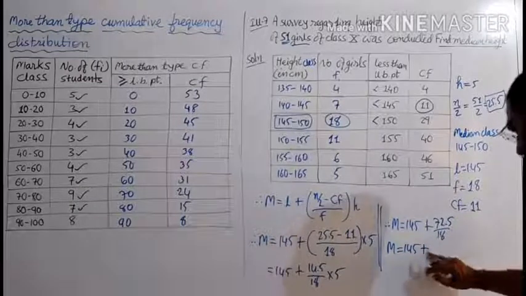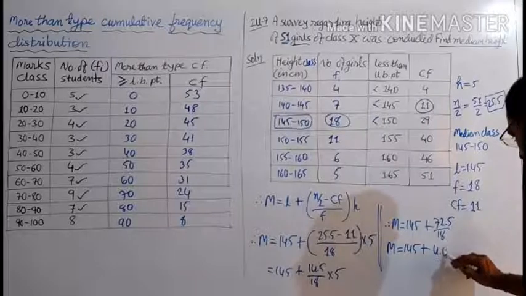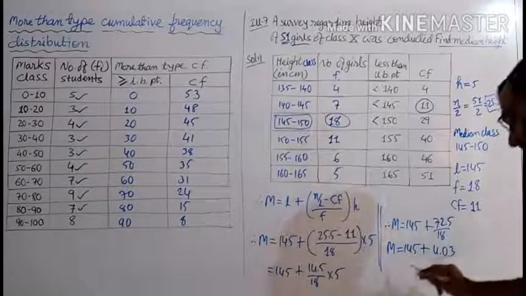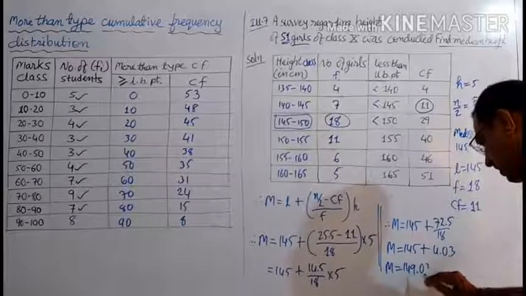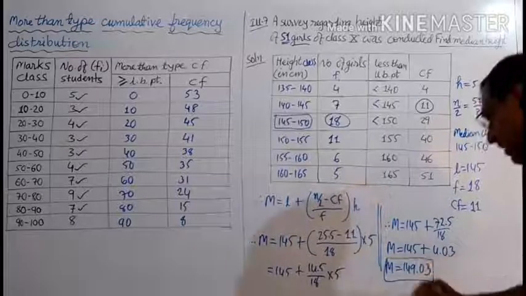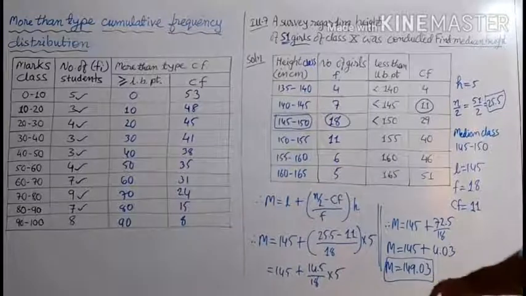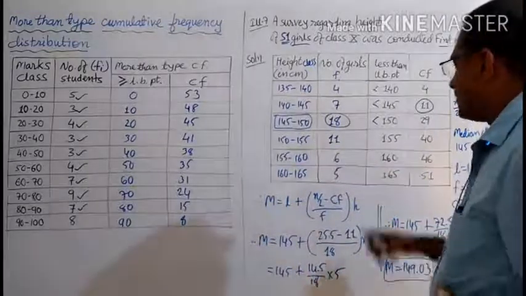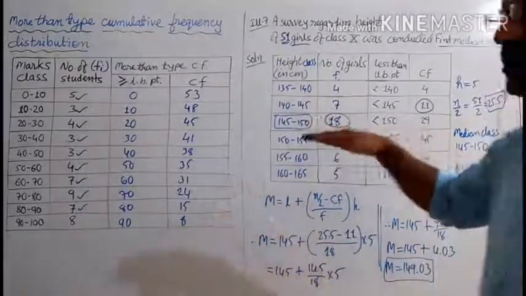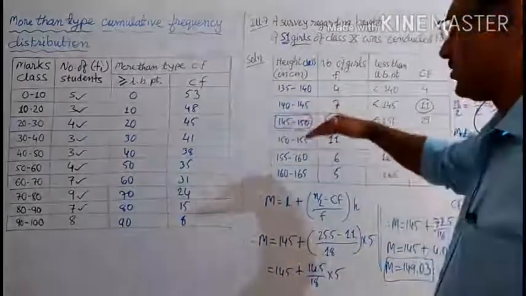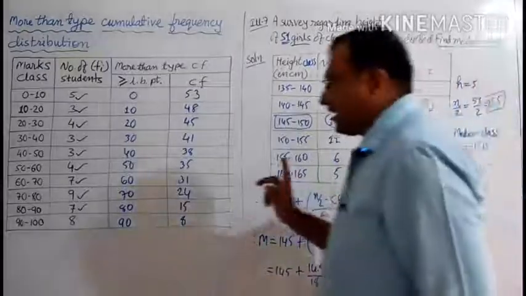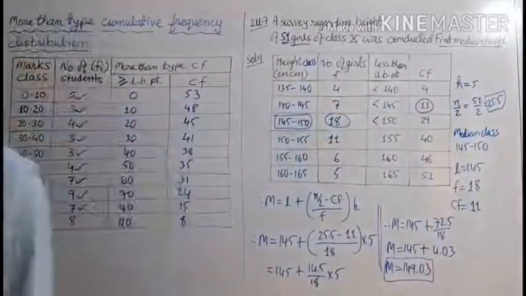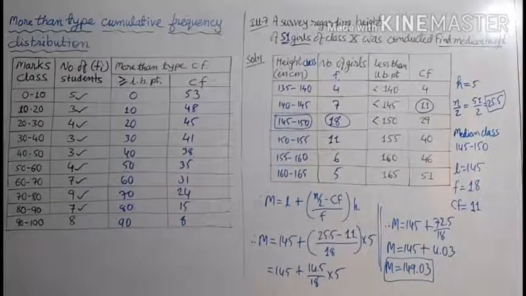When we calculate, it is 4.03 approximately up to 2 decimal places, and so our median is 149.03. So this is the median height. That means 149.03 centimeter is the median height. That means 50% of the girls have height less than this, and 50% of the girls have height more than 149.03. That is called the median class. Now illustration 8.